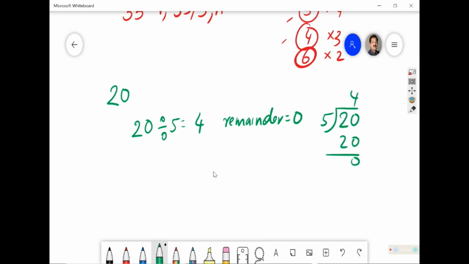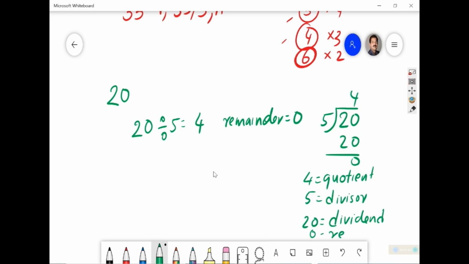याद है ना? So we wrote 4 as quotient, 5 as divisor, हाँ तो वही आ गया, 20 as dividend and 0 as remainder.